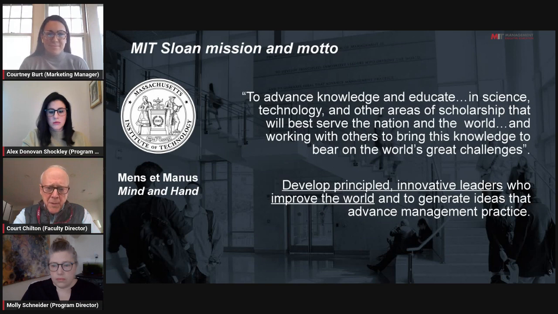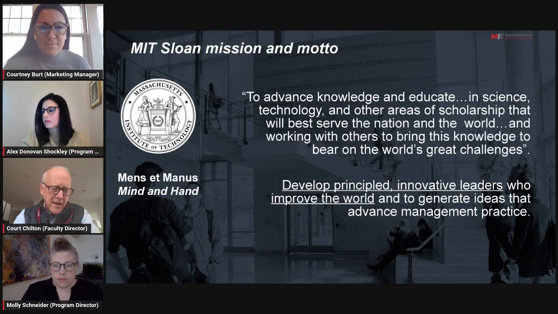Down below, the part that has the underlining in it, that's the Sloan mission, which is to develop principled, innovative leaders who improve the world. And that's where you come in. It's not just for MBA students that we exist. We also exist for current managers, people who are leading companies today. And our goal is to help them be principled and innovative and to make change happen in the world that's positive.